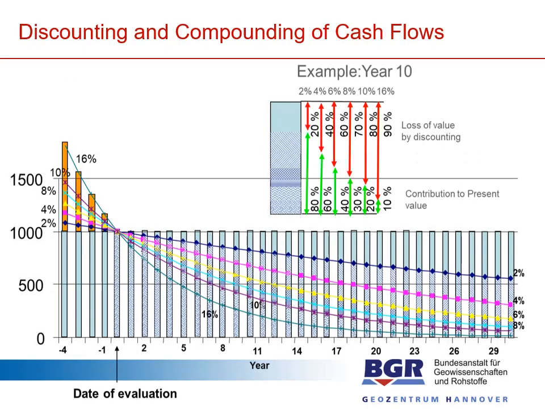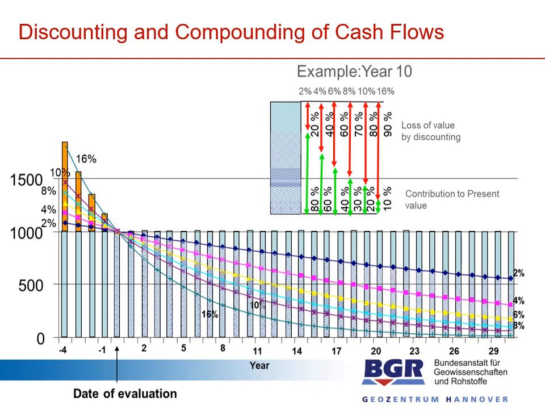Here you can see what is happening to the different present values when you apply different discount rates of 2%, 4, 6, 8, 10, and 16. So if you have a high discount rate of 16%, the present value factor that is used to reduce the present value of the operating margin in the future, you can see that already after 5 years, only 50% of the operating margin is translated to the net present value. And after 30 years, it's almost nothing.